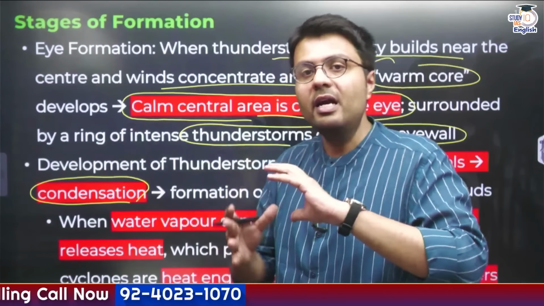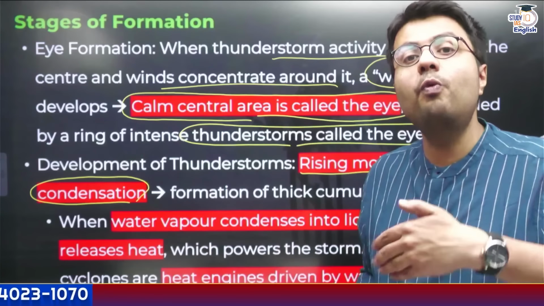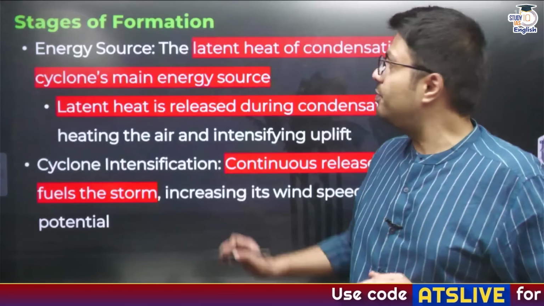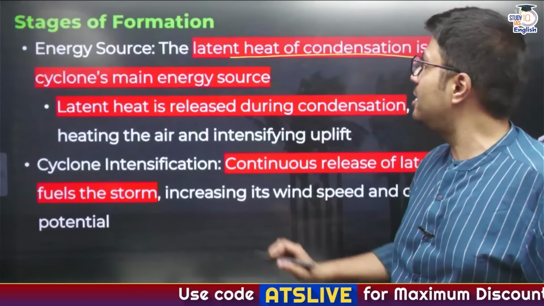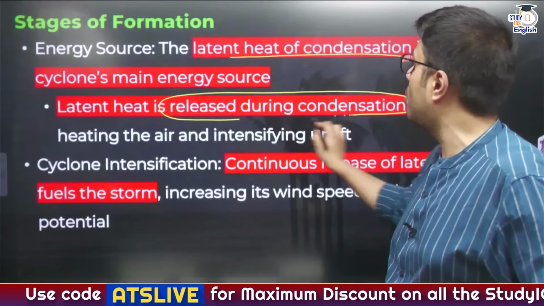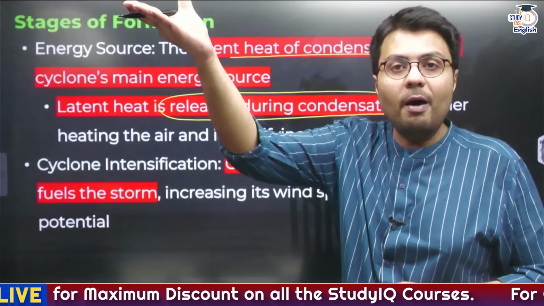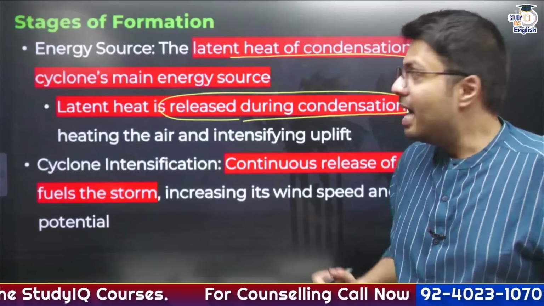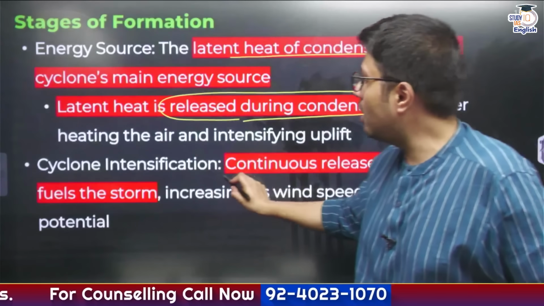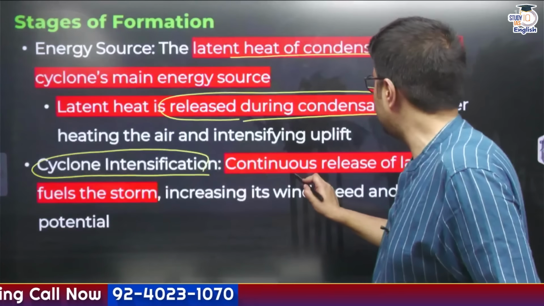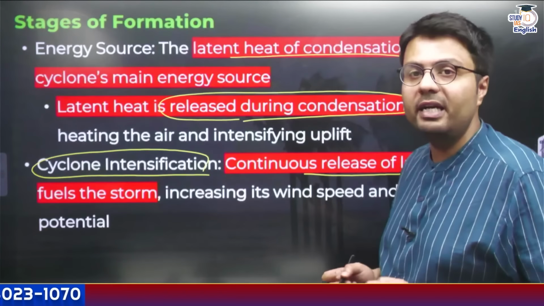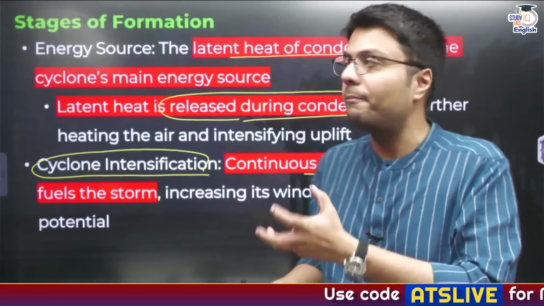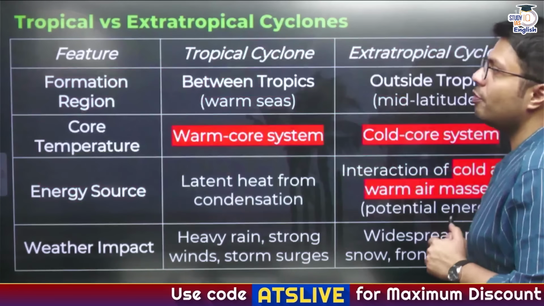So without the development of latent heat, the cyclone won't develop and it won't intensify. So again, the energy source of the cyclone is the latent heat of condensation, which is released during the process of condensation when warm air uplifts and it leads to formation of water droplets. And this supply of latent heat is what leads to cyclone intensification, because only after continuous release of latent heat would your cyclone intensify, become stronger and more menacing. So these are the stages of formation of a cyclone.